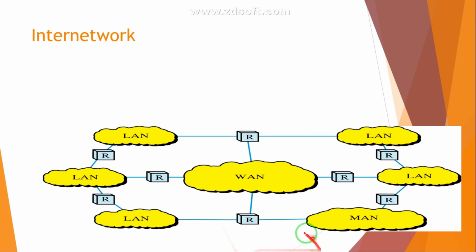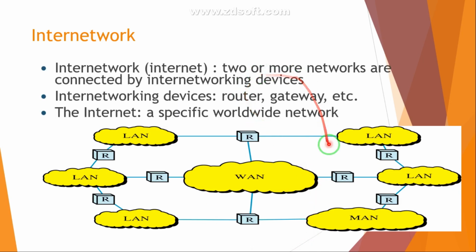Next, guys, it is your internet. You have heard the name internet. Two or more networks are connected by means of inter-networking devices. You can see from this figure, different networks are there. LAN is there, MAN is there, WAN is there. The interconnection of all these networks is nothing but your inter-network, by means of routers, gateways, firewalls, etc.